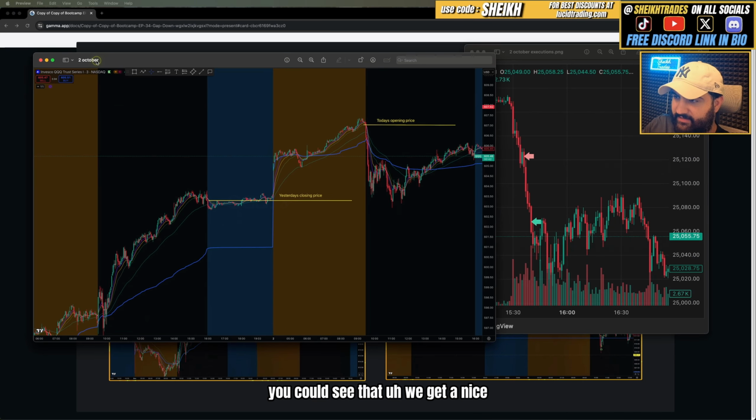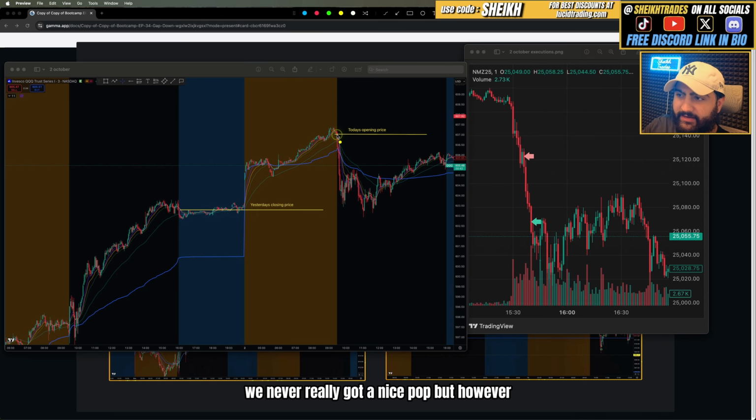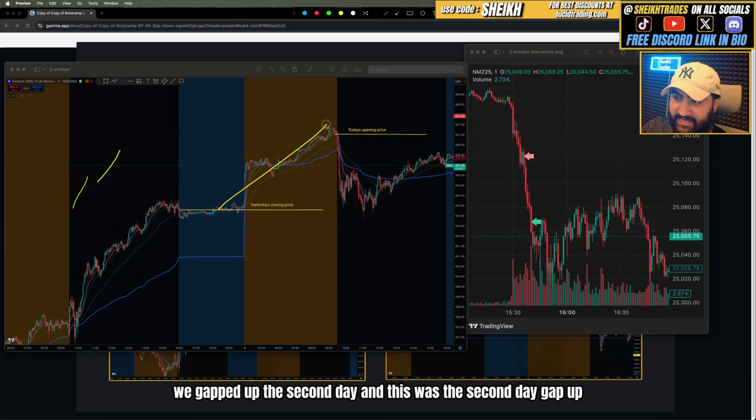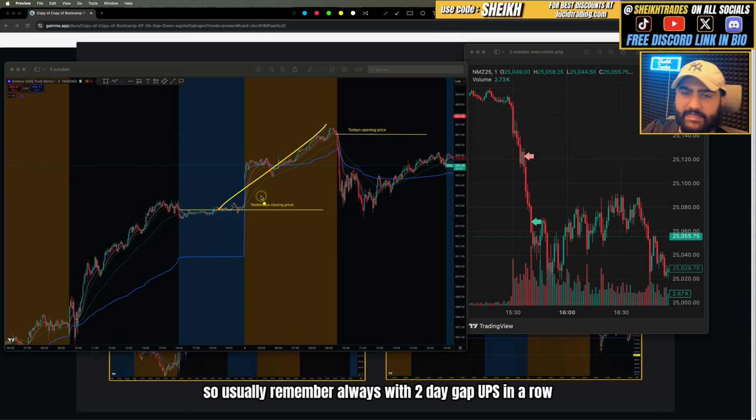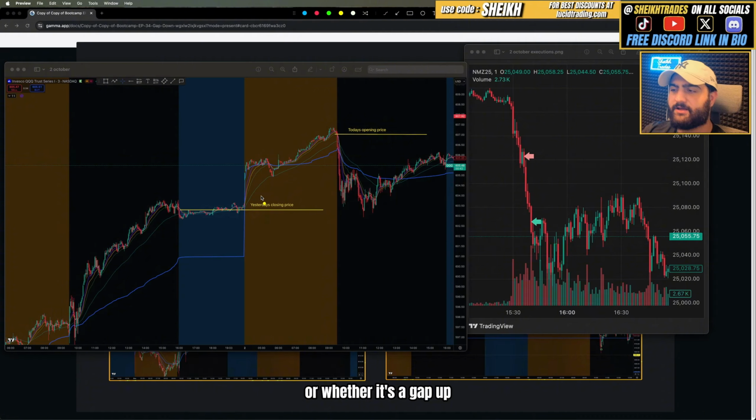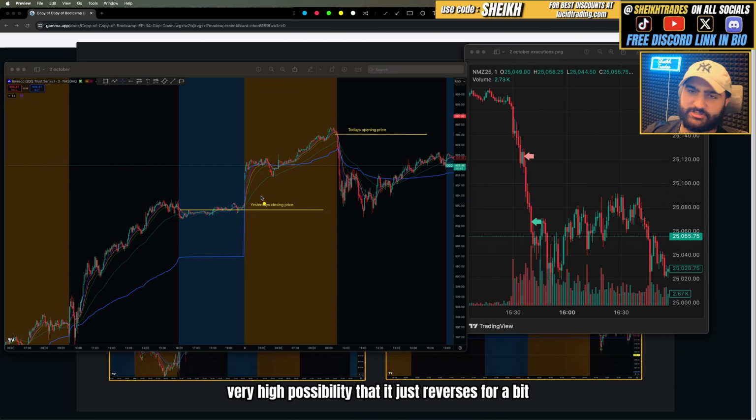You could see that we never really got a nice pop, but however, I remember that this was a multi-day gap up setup. So we gapped up the first day, we gapped up the second day, and this was the second day gap up. So usually, remember always with 2-day gap ups in a row, whether it's a gap down or whether it's a gap up, very high possibility that it just reverses for a bit and then does whatever it wants to do.